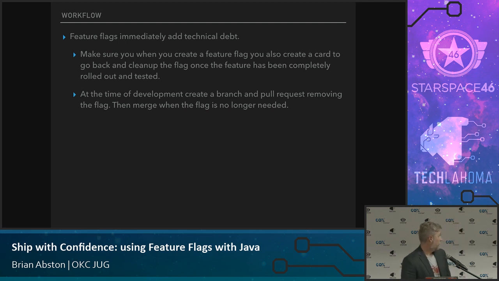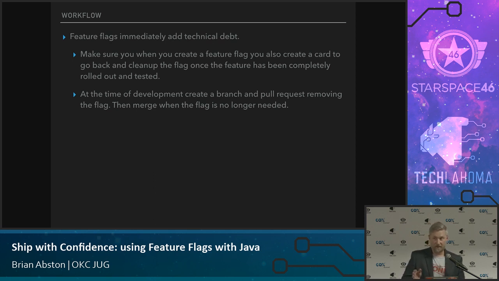And what a lot of people will do as well is, at the time of developing it, they'll create a branch with the flag removed, and they'll create a pull request, and then they'll merge that request once everything is fine and they no longer need the flag. So if you're going to do feature flagging, you need to get in the habit early on of making sure you have a good workflow.